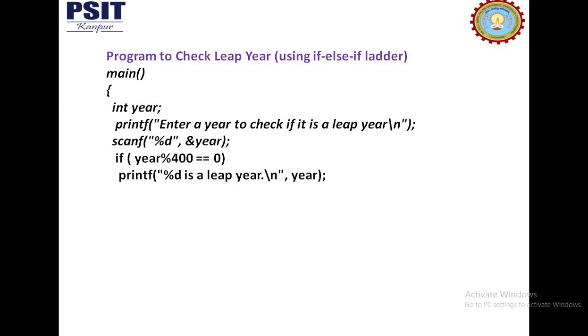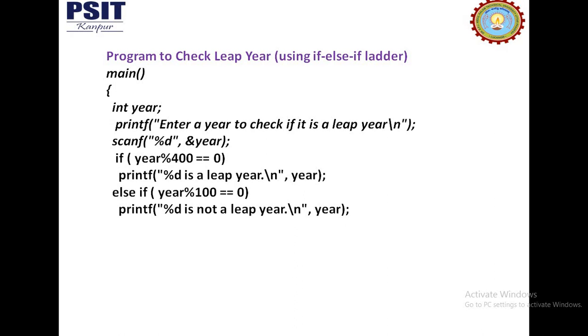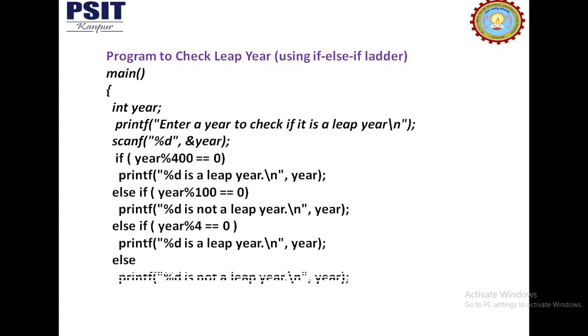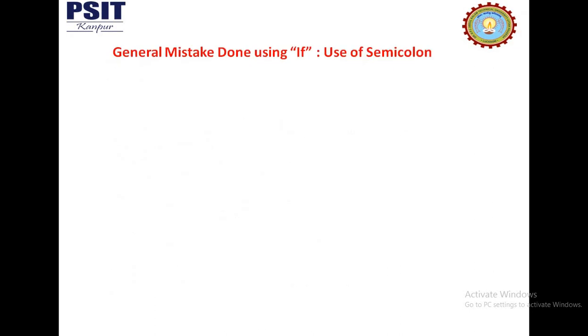So suppose here the year is not divisible by 400, then what will the condition be? If the year is divisible only by 100 but not 400, that means the year is not a leap year, right? And for the rest, suppose the year is not divisible by 400 and not divisible by 100, then we are going to see whether the year is divisible by 4 also, and if it is true then it is a leap year, else it is not a leap year. Okay, all these conditions are being checked.